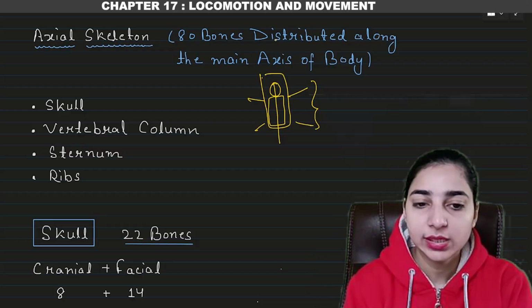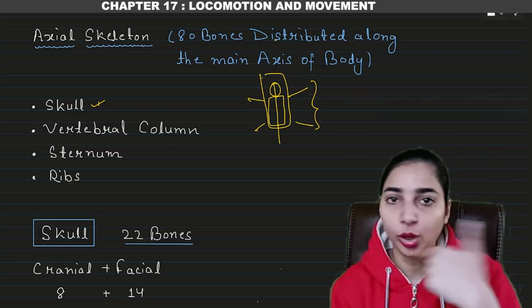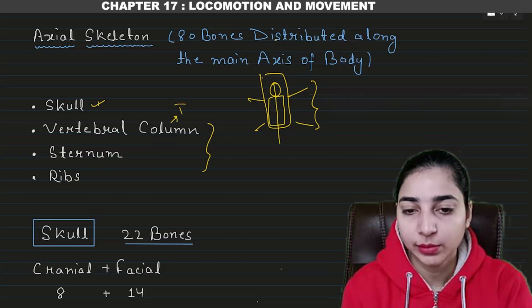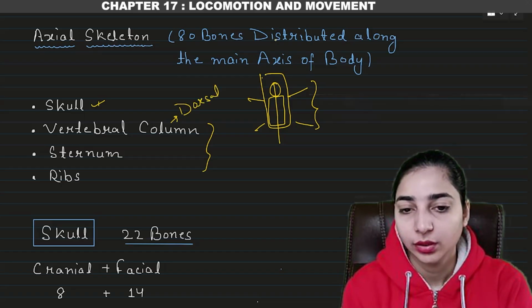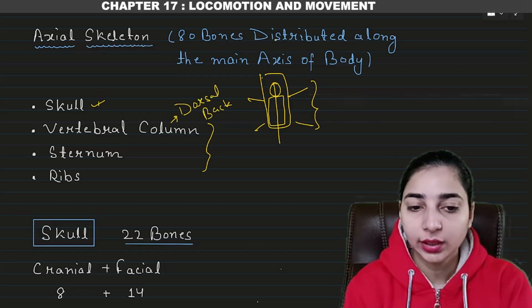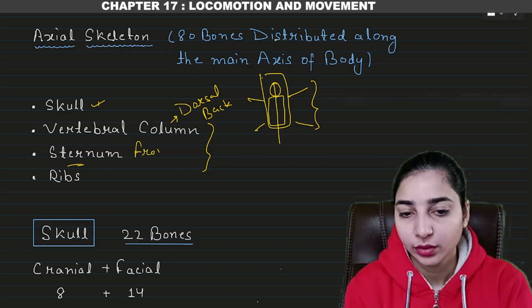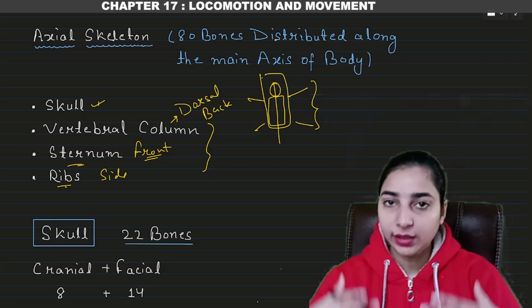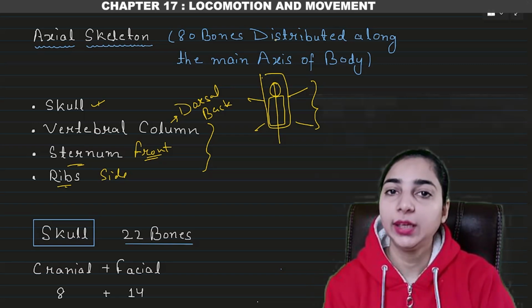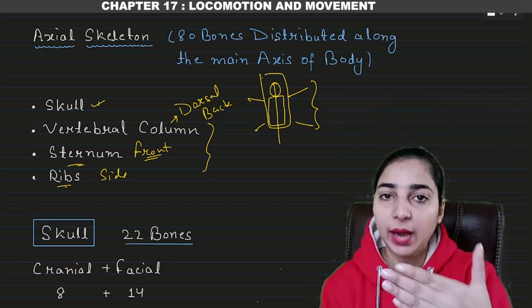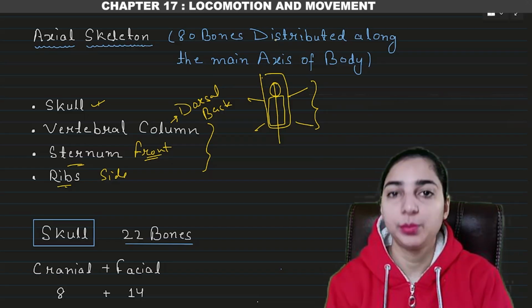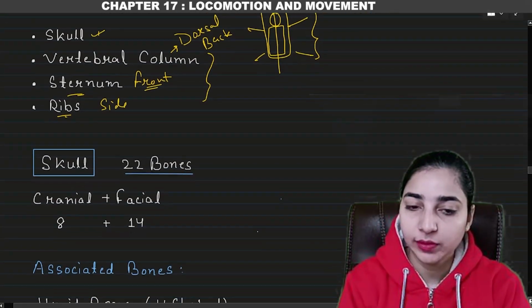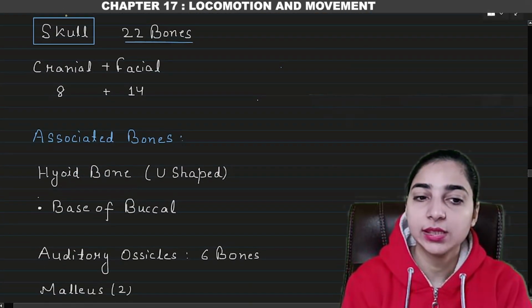The axial skeleton consists of the skull at the top, and in between it has the vertebral column on the back, that means on the dorsal side, the sternum on the front side, and ribs on the sides. So the main trunk of our body consists of the vertebral column at the back, sternum at the front, and ribs on the sides. These are part of the axial skeleton. We will study one by one. First, we will discuss the skull.